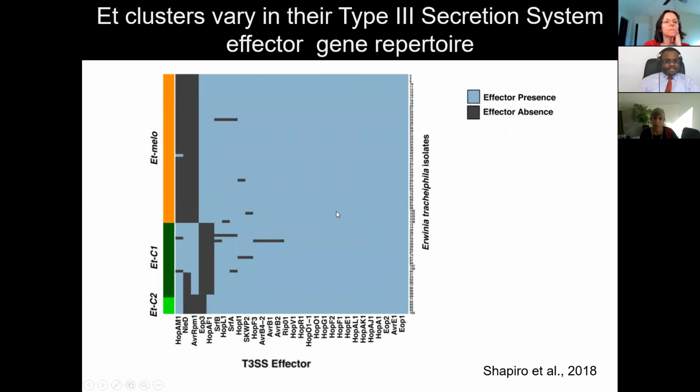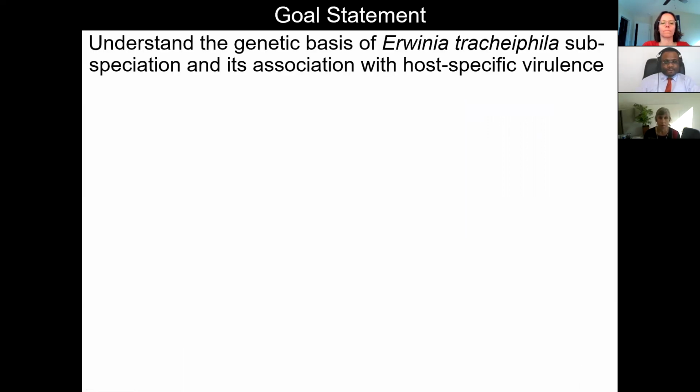These genetically distinct clades vary in their Type III Secretion System effector repertoire. Effectors are genes that enhance the virulence and fitness of many gram-negative phytopathogenic bacteria, and they are secreted to their plant targets through a complex system known as the Type III Secretion System. Despite the pathogenicity and the genetic dichotomy among Erwinia tracheiphila strains, we still have some knowledge gaps that have limited our understanding of the pathogen system. And this led us to the goal of this project: understanding the genetic basis of Erwinia tracheiphila speciation and its association with host-specific virulence.